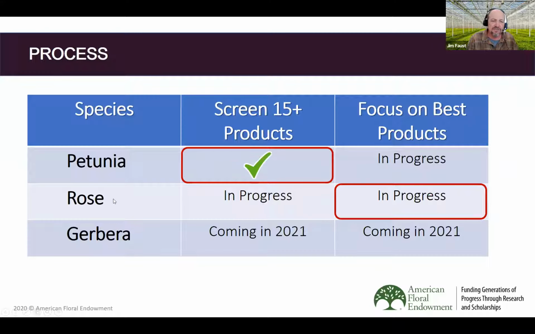The reason we use these three species is, of course, they're important, but they also give us three different types of flowers. What we are finding is that with petunia, we tend to see the best results and they tend to be the easiest to control. Botrytis, simply because you have a single petal, you can get whatever product you're applying on those petals fairly easily and get good coverage.